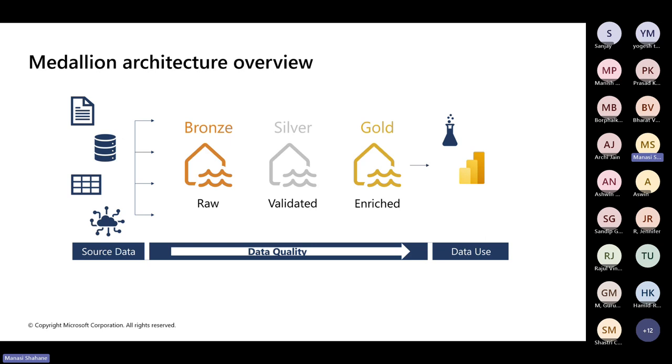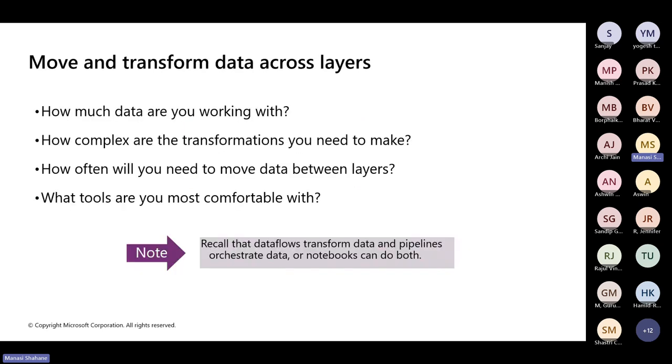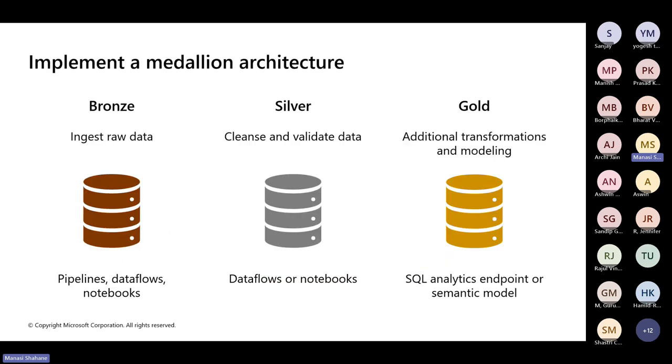So there is a lot of benefit to using the medallion architecture. This is what this module talks about. So if you see, these are the three layers. Now, if you have to ingest raw data, this is how you can ingest. This is what we just saw.